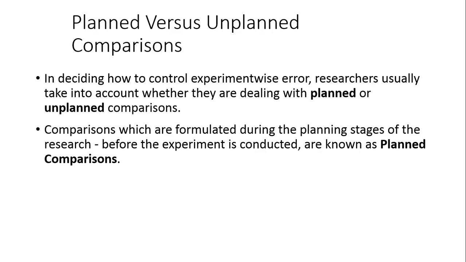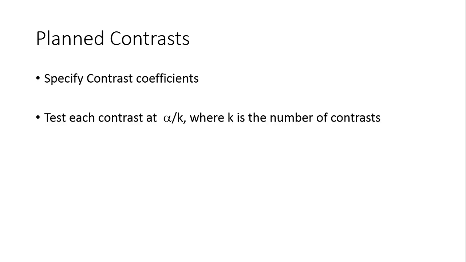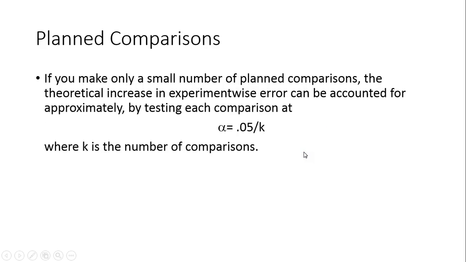So instead of comparing all of the groups to each other, you will only compare some of the groups to each other, and this will reduce your experiment-wise error rate and conserve the adjustment of the p-value. So you specify your contrast coefficients and by doing so determine how many contrasts you're going to conduct. You test each contrast at alpha divided by k. Alpha is 0.05, so alpha divided by k, where k is the number of contrasts.